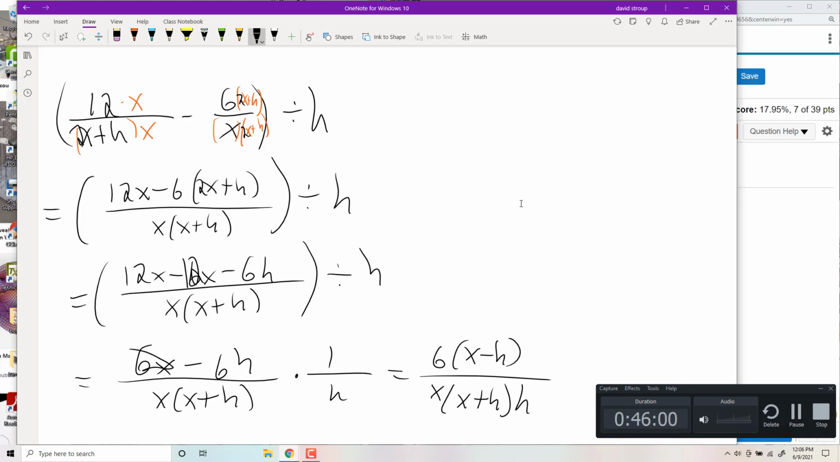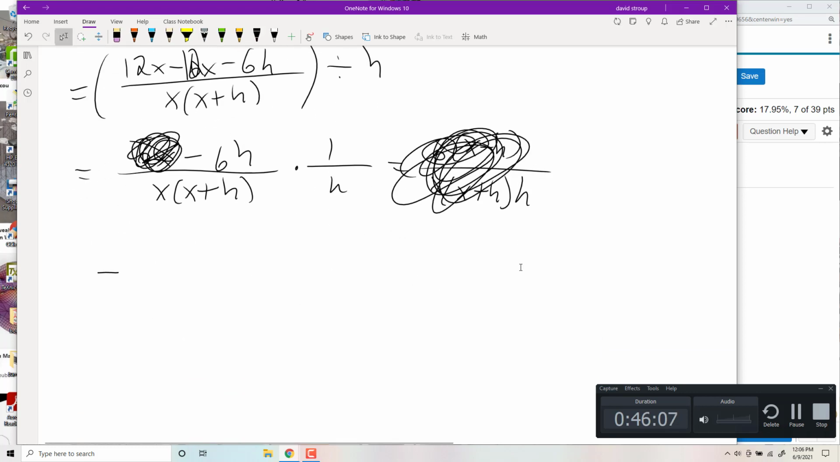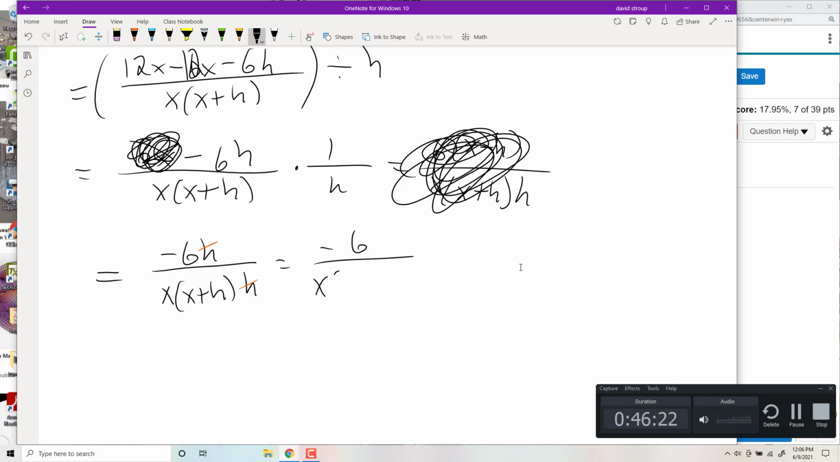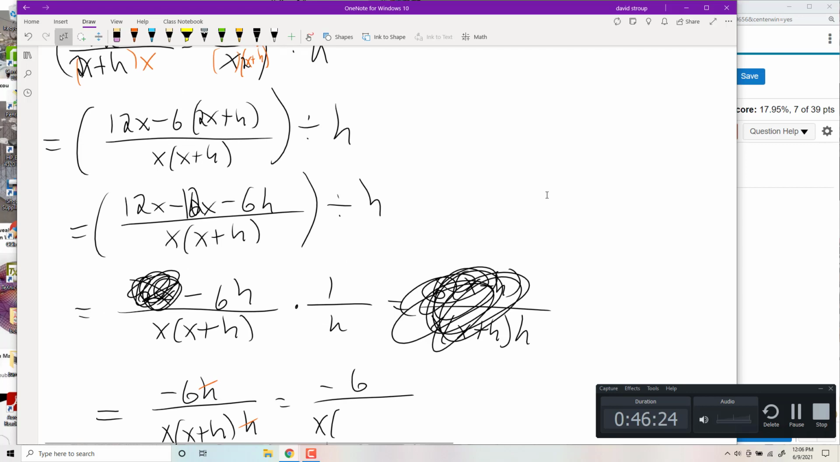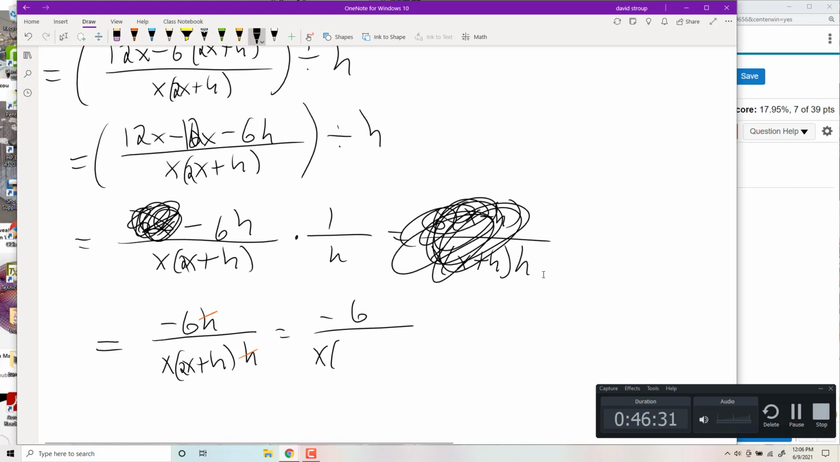In the numerator, the 12x minus 12x will cancel each other. You're just left with a negative 6h. And then you should get a cancellation of that h when you multiply it all out. So you'd have x times 2x plus h times h, and then the h's cancel, and you're left with negative 6 over x times 2x plus h. And now I'm realizing I forgot to put the 2 in the denominator as well. There it is. Sorry about that.